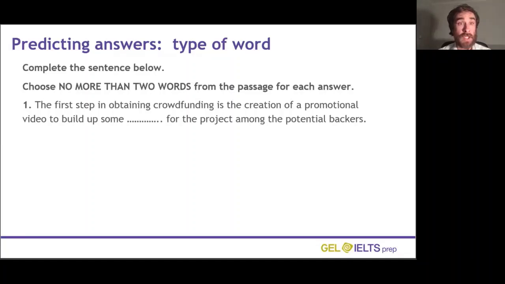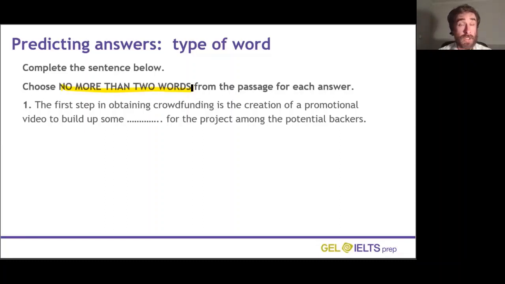First, let's read the instructions. Complete the sentence below. Choose no more than 2 words from the passage for each answer. No more than 2 words tells us that if we write 3 words, we will get 0. 1 word or 2 words could be correct here.